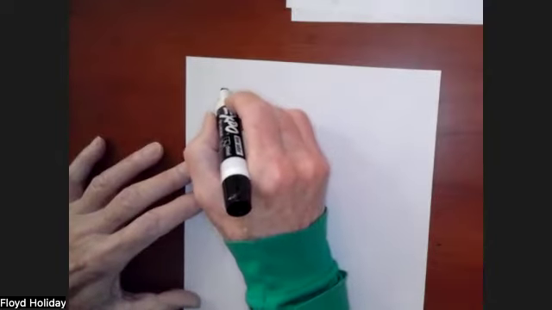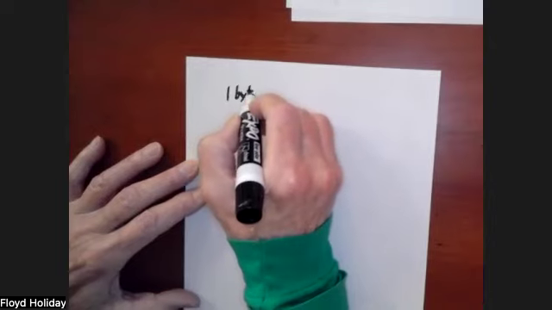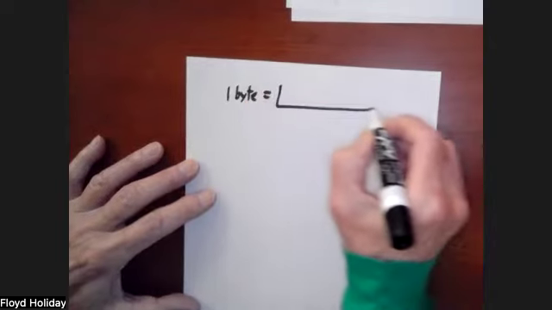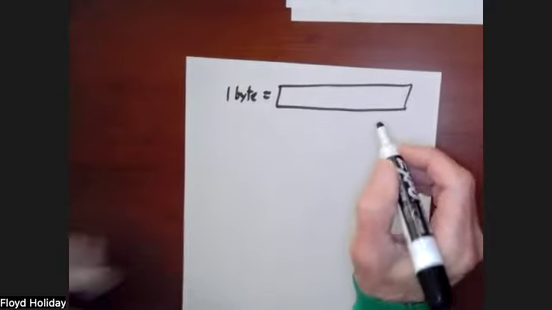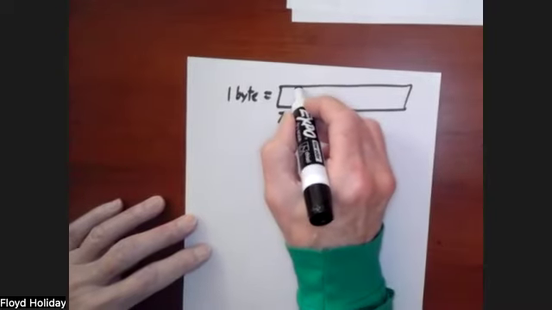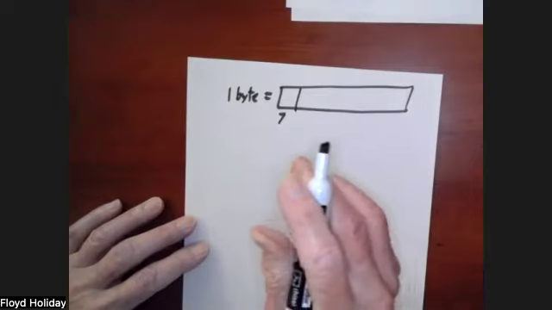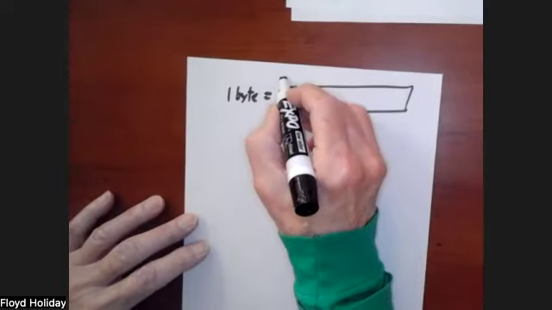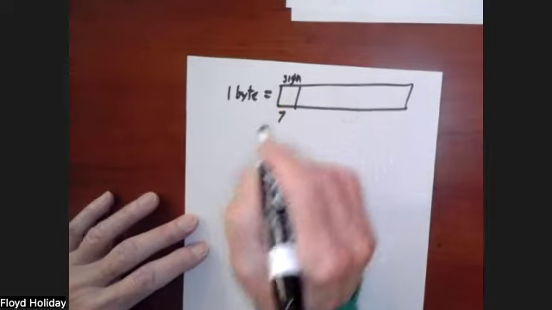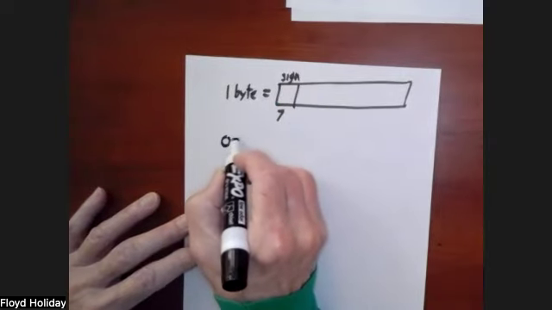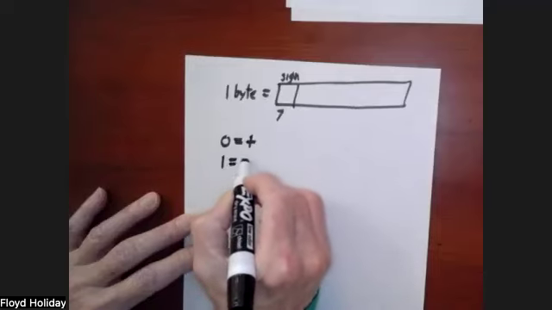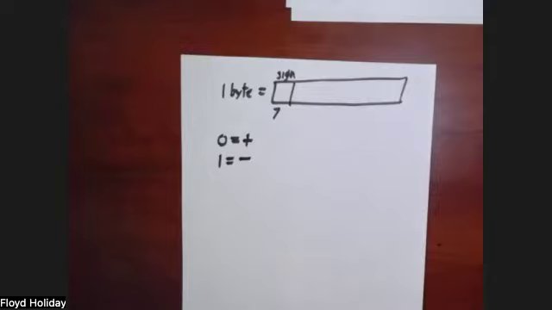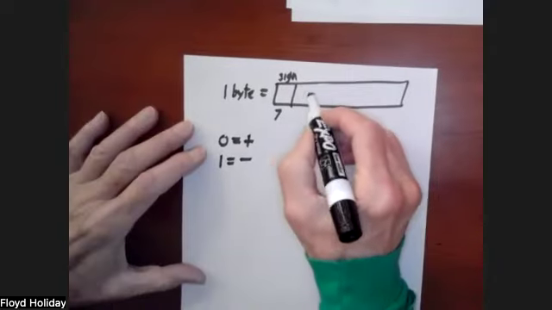So here's the plan. We take our 1 byte, and bit number 7, which is over here, is going to be set aside apart from the number, and this is going to be the sign. The sign will be 0 means plus, and 1 means negative. And then the rest of the number is over here as usual.